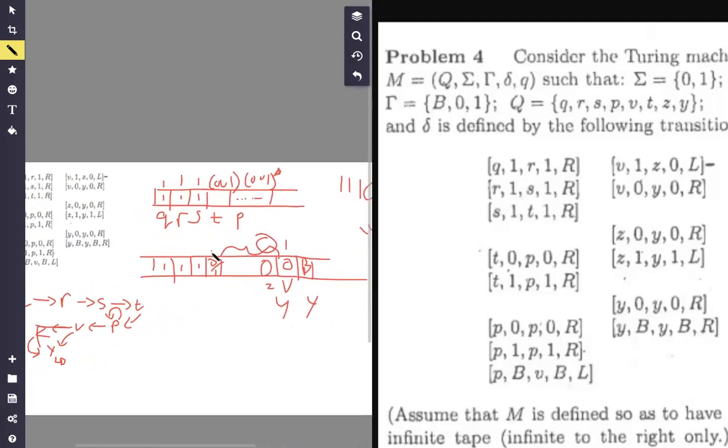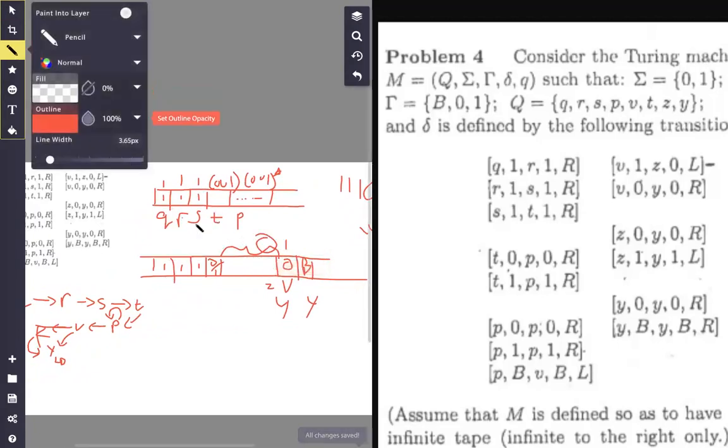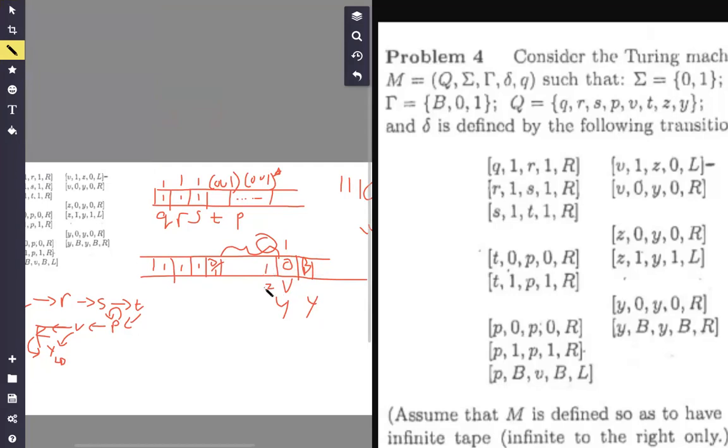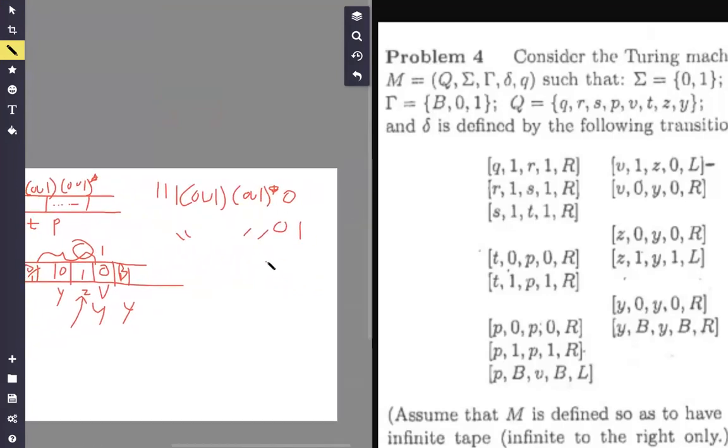Okay, but now what if I saw a 1? So what if I was in state Z and I saw a 1? If I'm in state Z and I see a 1, go to state Y and go to the left. So if I'm in state Y and I go to the left, it doesn't matter what I'm looking at, right? Say I'm looking at a 0 and then I move to the right, I'll eventually be looking at this 1. So as long as I don't end in a 101, it accepts.